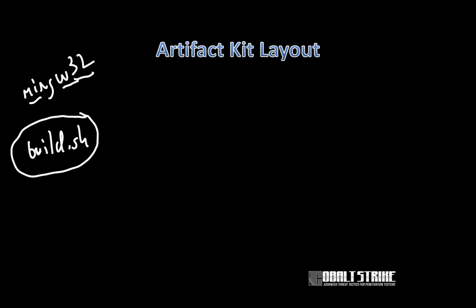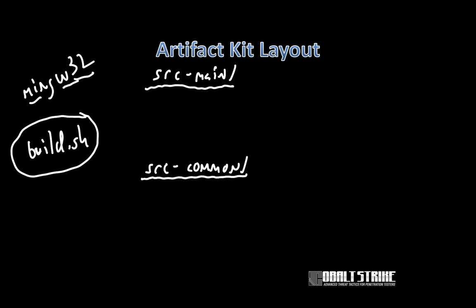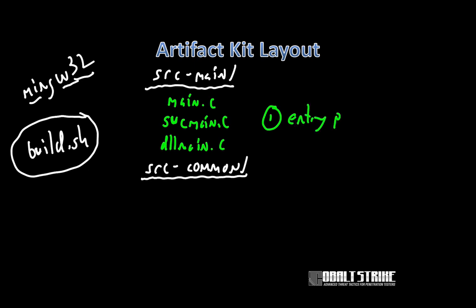Let me give you an idea of the layout of the artifact kit and how to navigate it. We've got two folders that really matter to us: source main and source common. Within source main, we happen to have C files that are the entry point to our different artifacts. So main.c is just plain executables, service main.c are service executables, and DLL main.c are for our DLLs. That's kind of step one of the artifact kit. These are the entry points for your artifacts.